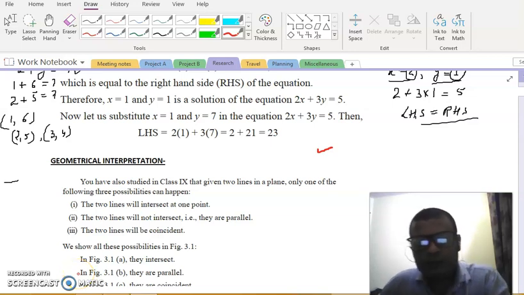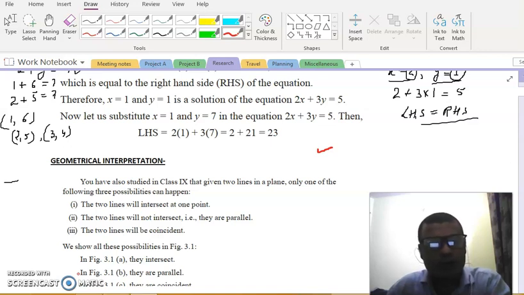Hello guys, this is lecture number 2 of the chapter linear equation in two variables. In the previous lecture I discussed everything about what a linear equation is, how it is different from the quadratic equation, biquadratic, and cubic equation, and why this equation is called the linear equation. We also discussed the meaning of the solution of a linear equation, and the geometrical interpretation.